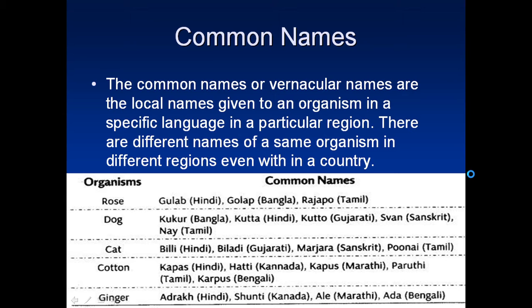So some examples are given below, like rose. In Hindi it is called gulab. Then in Bangla you call it golap, and in Tamil it is Rajapo. So some other examples are also given, like dog, cat, cotton, and ginger also. So their common names are given, as you are seeing in this video.